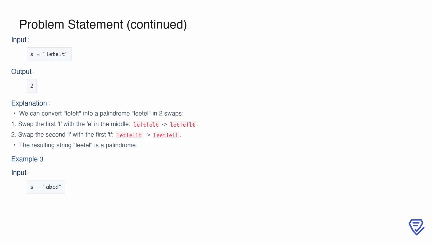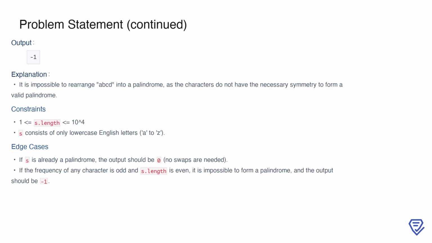For the next input, S equals ABCD, however, things are different. For the input string S equals ABCD, the output is -1. This indicates that it's not possible to rearrange the string into a palindrome. The reason is that a valid palindrome requires characters to have a symmetric distribution, where each character appears an even number of times, except possibly one in the center. In this case, the characters in ABCD all appear exactly once, so there's no way to rearrange them into a symmetric pattern. When the required symmetry is not achievable, the output must be -1.